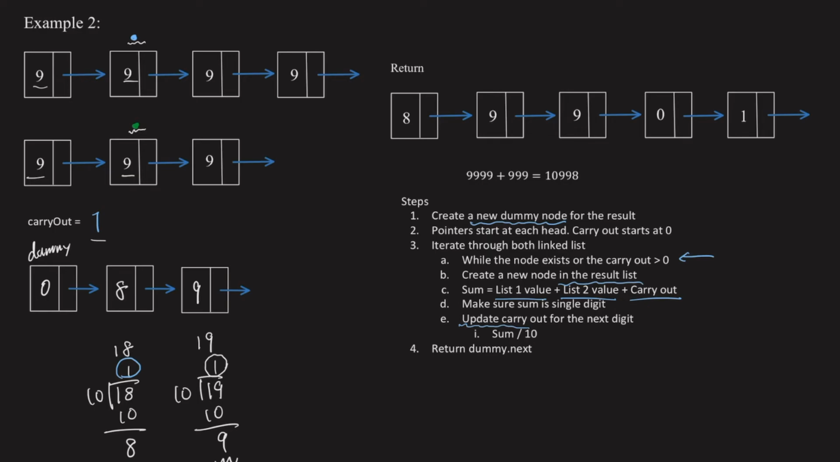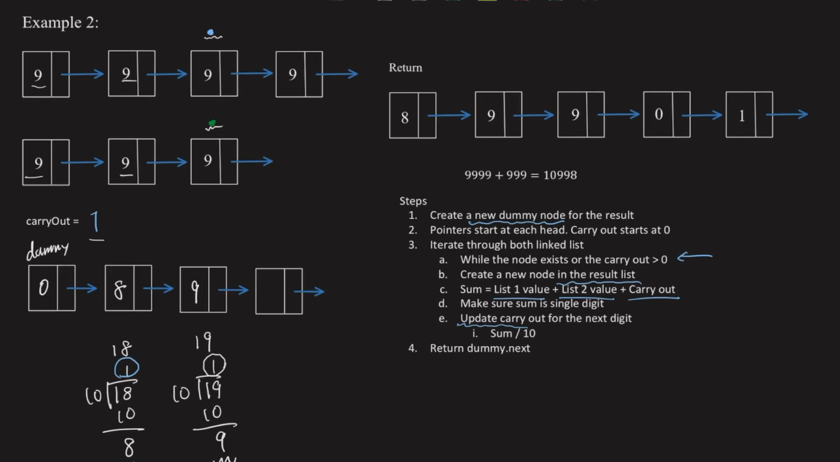And then next, the nodes exist at each pointer. So we're going to create a new node. And then we're going to calculate the sum, which is going to be 9 plus 9 plus 1, 19 again. So same thing, we're going to add the remainder to the node, update carry out with this number 1 again. And next iteration. So we have a new node for one of the lists, so we can just ignore that.